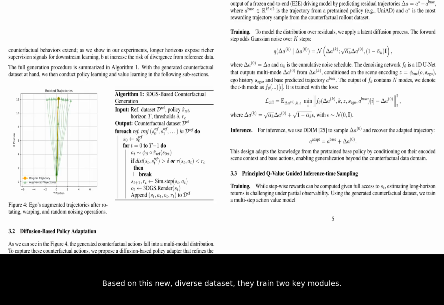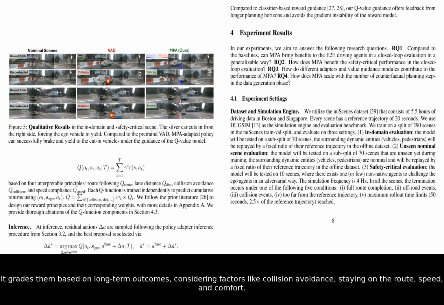Based on this new, diverse dataset, they train two key modules. The first is a policy adapter, which you can think of as a co-pilot. It looks at what the main driving AI wants to do and suggests several small corrections or refinements. The second module is a Q-value model, which acts like an experienced judge. This judge evaluates all the different trajectory suggestions from the co-pilot. It grades them based on long-term outcomes, considering factors like collision avoidance, staying on the route, speed, and comfort. Then, it simply picks the trajectory with the highest score, ensuring the car makes the safest and most effective move.